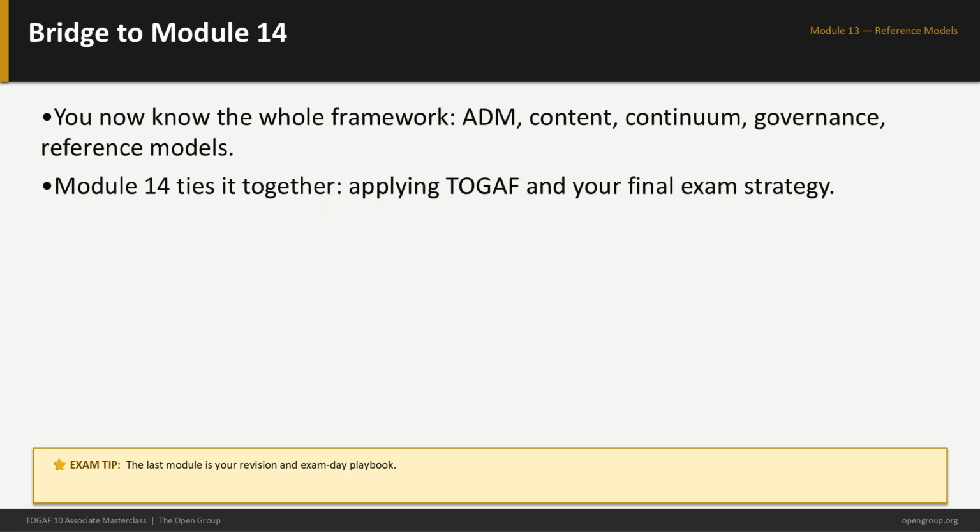And with that, you've covered the entire framework, the ADM, the content framework, the continuum and repository, governance, stakeholders, and now the reference models. That's the whole syllabus. All that remains is to pull it together and prepare you for exam day. Module 14 does exactly that. It covers applying TOGAF in practice, and it gives you your final exam strategy, a revision and exam day playbook. So take a breath, the heavy learning is done. The last module is about consolidation and confidence. Let's finish strong.